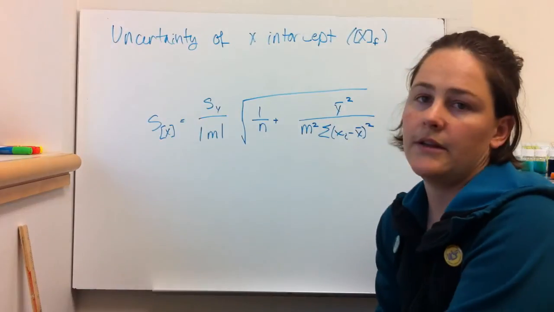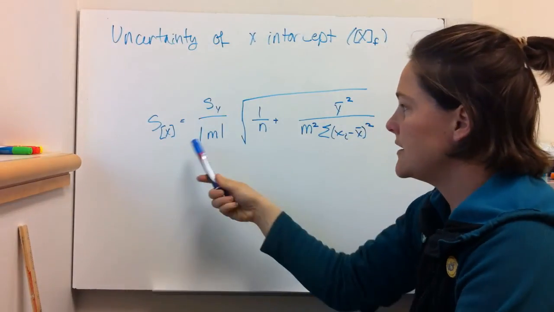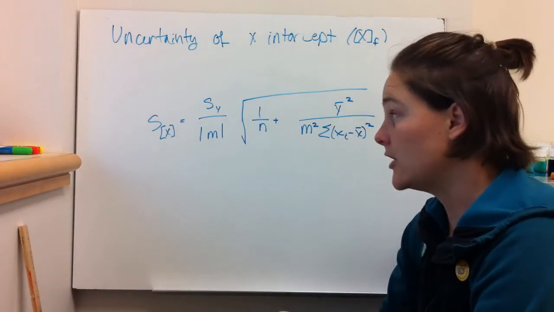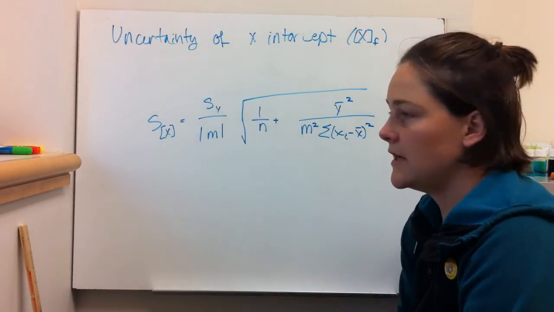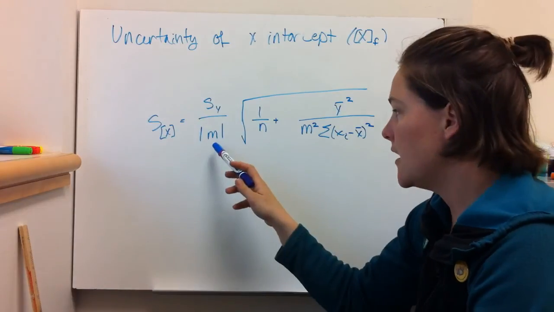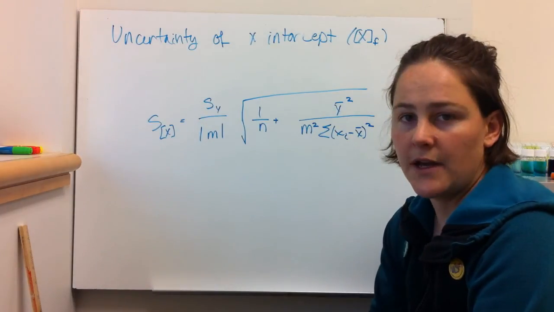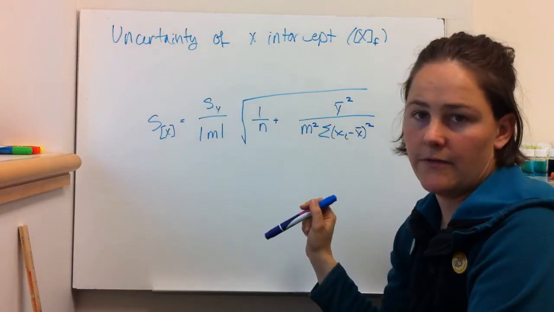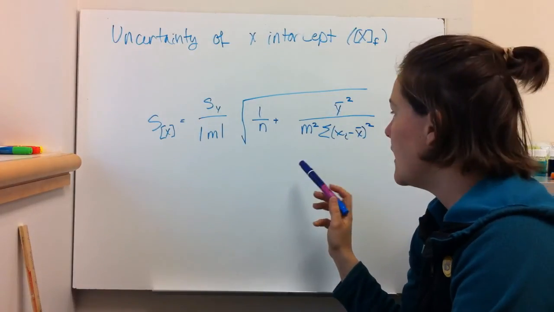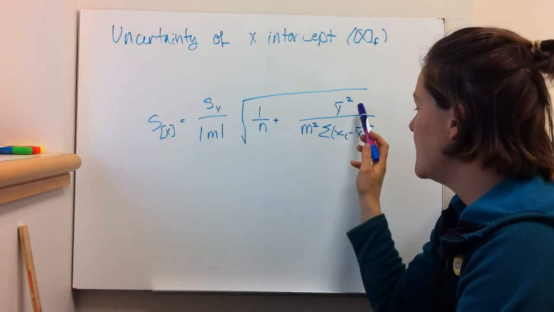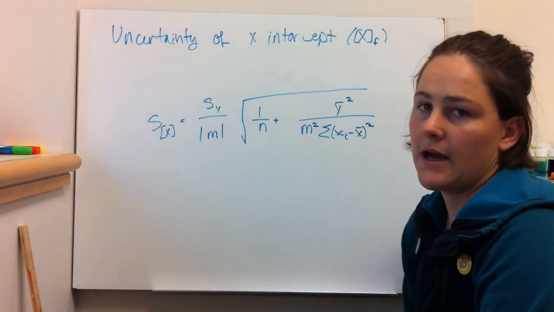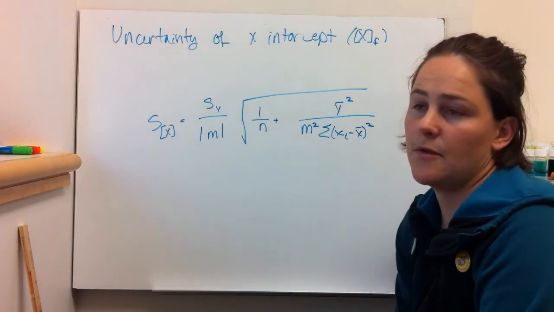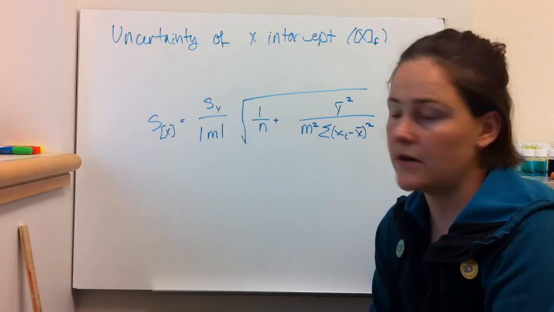So in order to calculate the uncertainty, you use this equation where the uncertainty of the concentration of X final is equal to the standard deviation of the Y values over the absolute value of the slope, times the square root of 1 over the number of measurements you make, plus the average y squared over the slope squared times the sum of xi minus x bar squared.